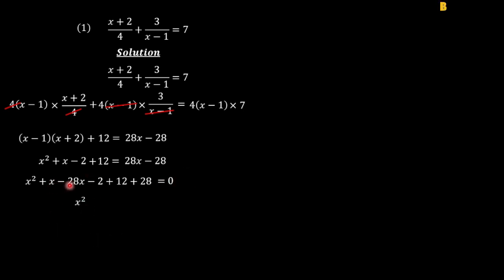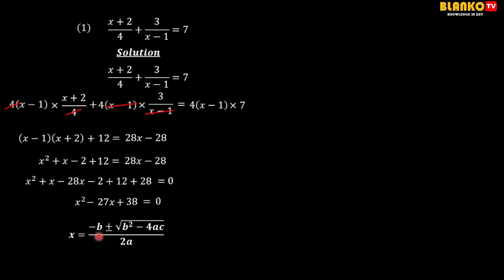So x squared, now x minus 28x is going to be what? Minus 27x. Minus 2 plus 12 plus 28 is going to be what? Plus 38 equals 0. So we have x squared minus 27x plus 38 equals 0. And this is a quadratic equation. So we are going to use the quadratic formula to solve this equation. So the quadratic formula is what? x equals negative b plus or minus the square root of b squared minus 4ac, over 2a.